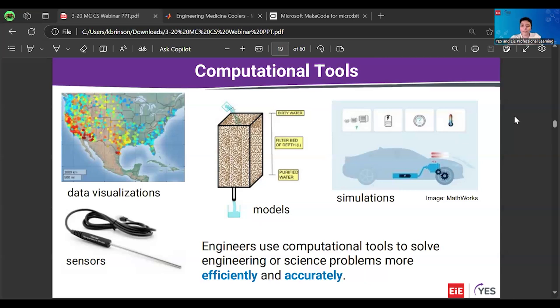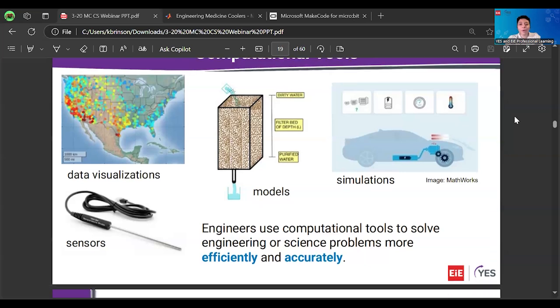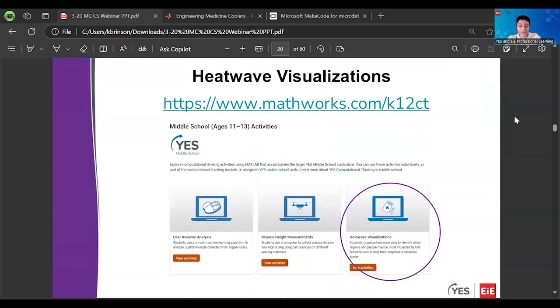So what I want to do now is actually walk you through one of those computational tools here, which is our first computer science module, which is Heatwave Visualizations. The website is here as well, but I can put it in the chat again for everyone.